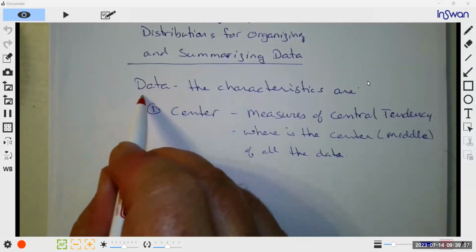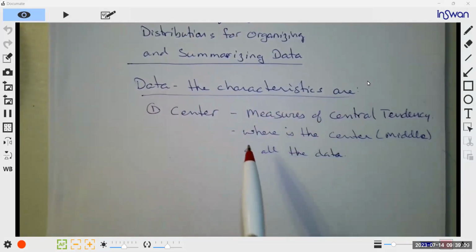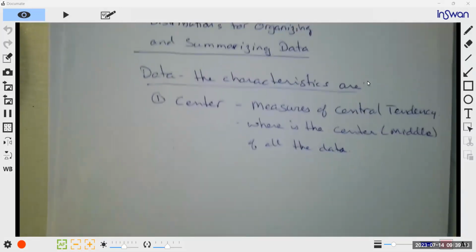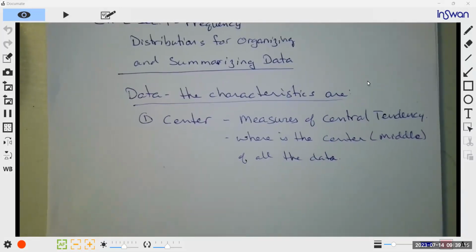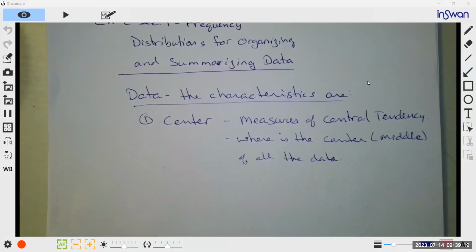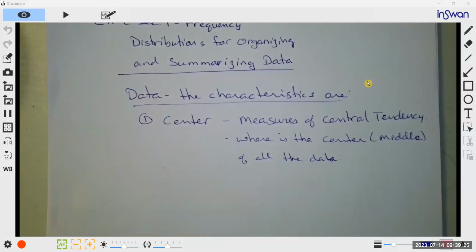Okay, but here's something that's important also. When you get the data, to find the center, you can't just fold them in half and there you have it. To find the center in any of these, we have to organize them. And that's going to be the focus of today, pretty much, how to organize our data.